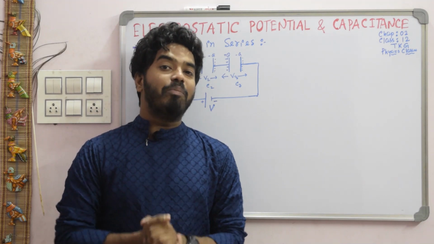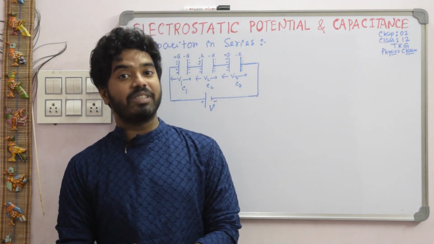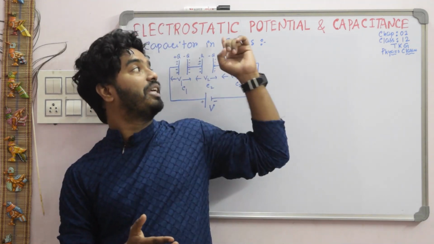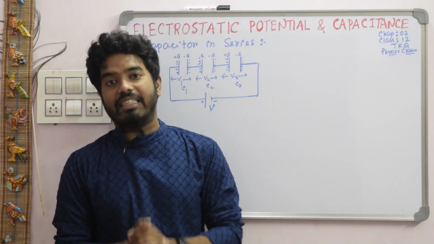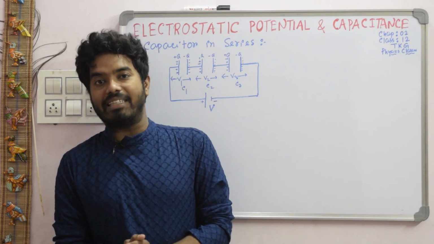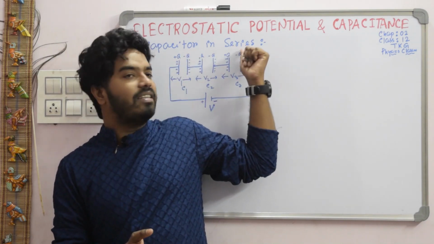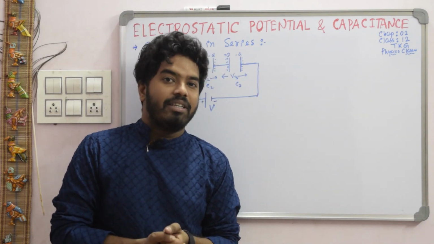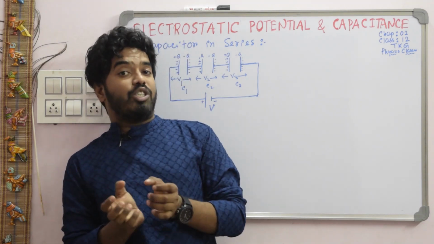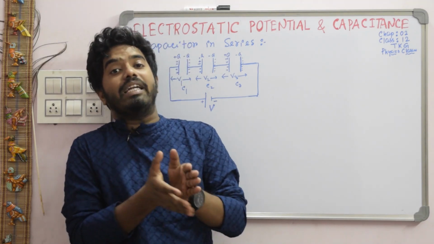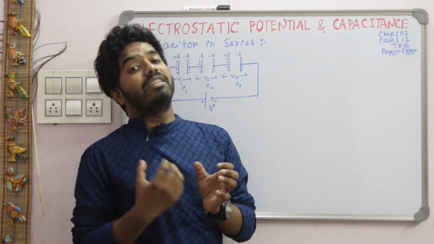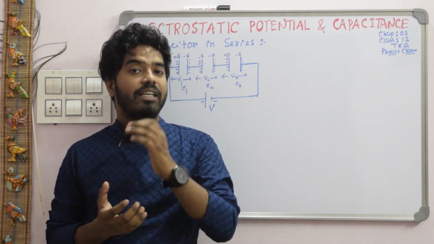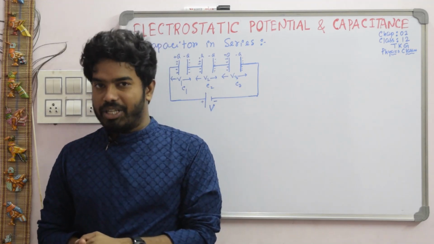So we already completed 8 lectures related to the second chapter, that is electrostatic potential and capacitance. Today is lecture number 9, titled capacitors in series and parallel combination. Here we calculate the equivalent capacitance in case of series combination and parallel combination. Then we solve some numericals related to series and parallel combination.